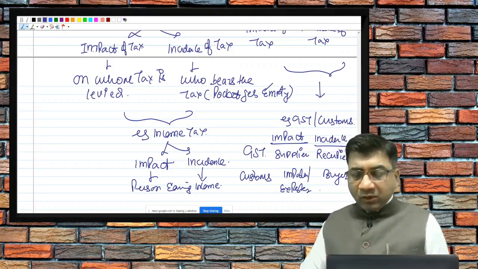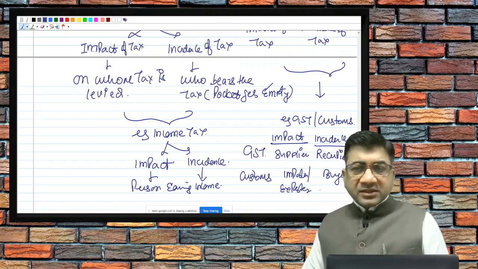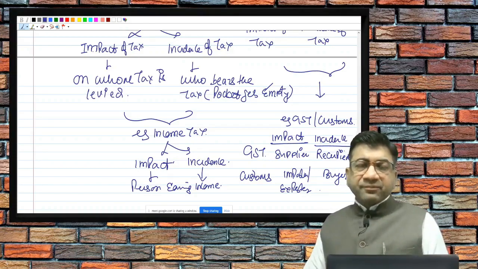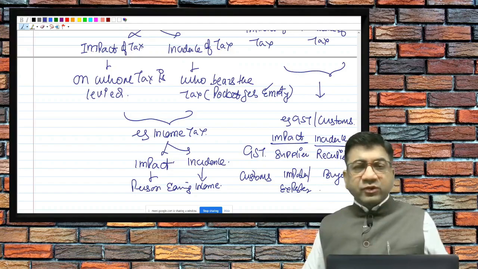And this is how our syllabus has been divided: 70 marks for your indirect taxes and 30 marks for your direct taxes.